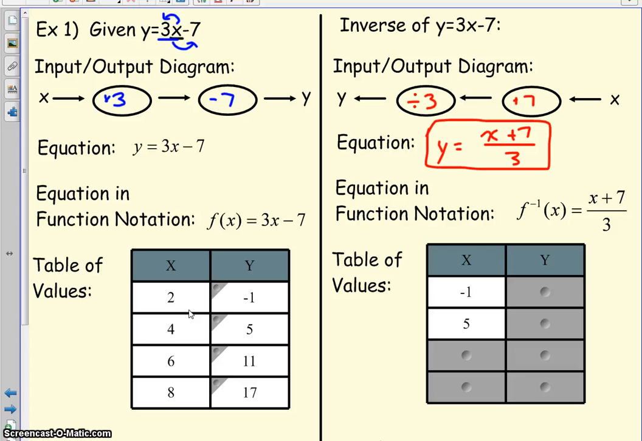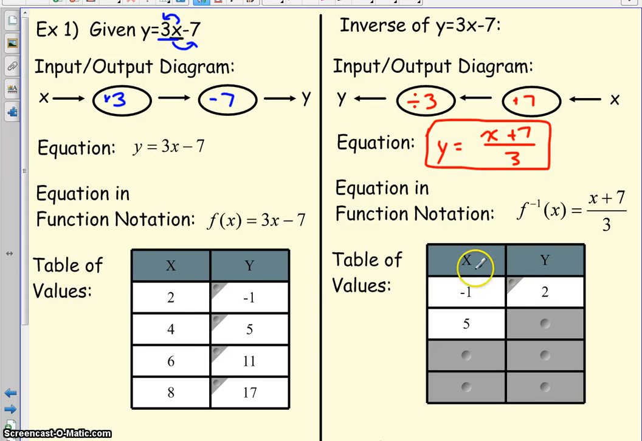Now, I want us to then go and look at the inverse function over here and see what happens when I put in negative 1. So if I put negative 1 into here for x, I get negative 1 plus 7, which is 6, divided by 3, which is 2. And all of a sudden, you might see a little bit of a pattern here. On the original function, when x equals 2, y equals negative 1. Well, on the inverse, when x equals negative 1, y equals 2.